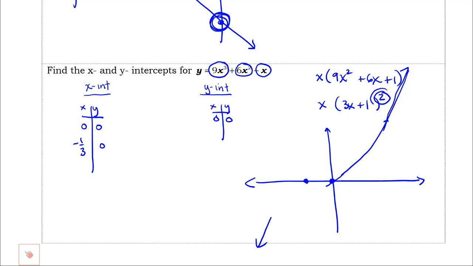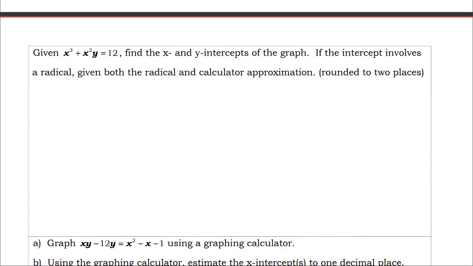And then this idea here means the graph is going to bounce and go back down. The word that you may have heard is multiplicity. Oh yeah. So we solve this algebraically. Let's see.